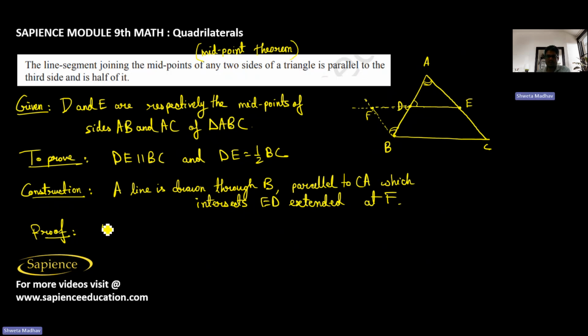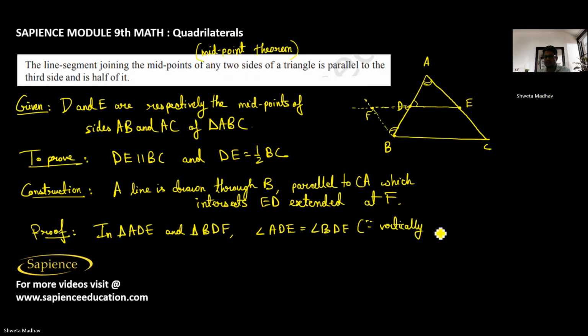So now here you can say that in triangle ADE and triangle BDF, angle ADE equals angle BDF. Since why? Since vertically opposite angles are equal.